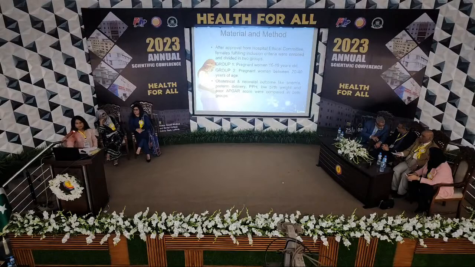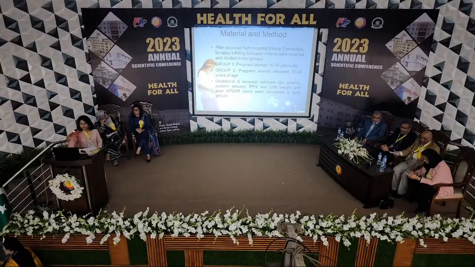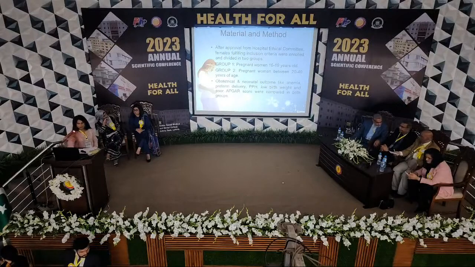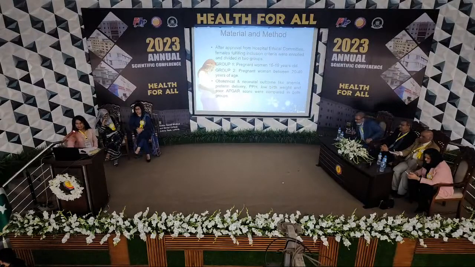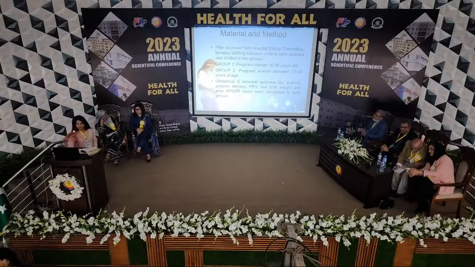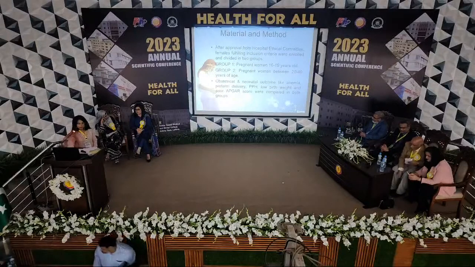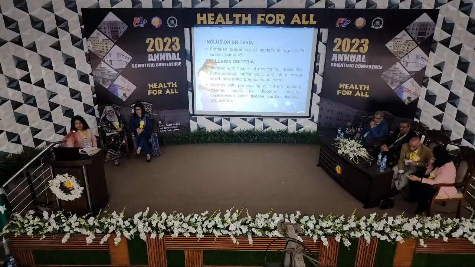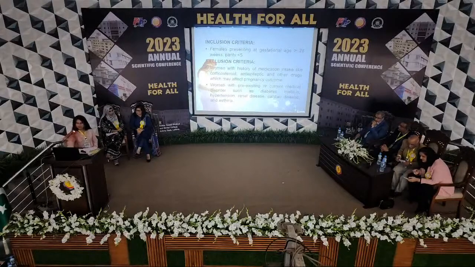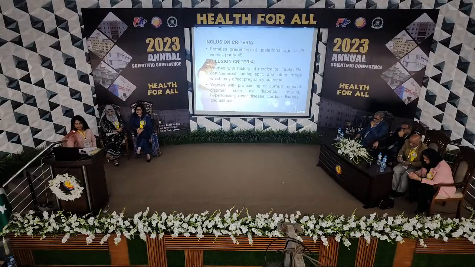Material and method. After approval from the Hospital Ethical Committee, females fulfilling the inclusion criteria were enrolled and divided into two groups. Group 1, pregnant women between 16 to 19 years of age. Group 2, pregnant women between 20 to 40 years of age. Obstetric and neonatal outcomes like anemia, preterm delivery, postpartum hemorrhage, low birth weight, and poor Apgar scores were compared in both groups. The inclusion criteria were females presenting at a gestational age of more than 28 weeks, with a parity less than 5. The exclusion criteria were women with a history of medication intake like corticosteroids, anti-epileptics, and other drugs which may affect the pregnancy outcome.